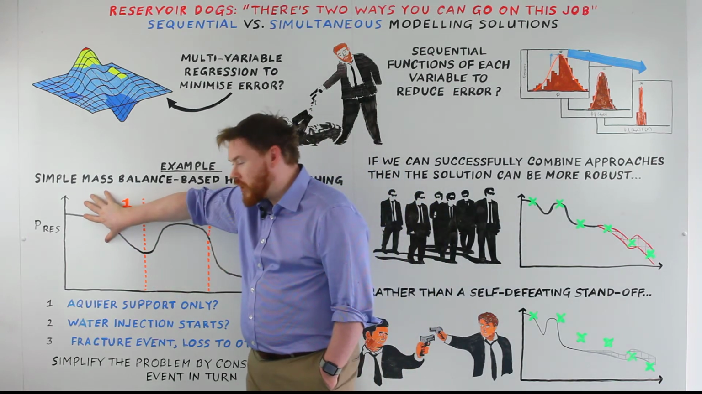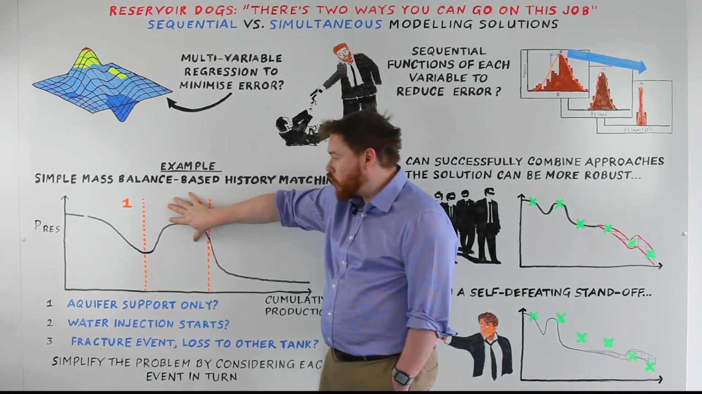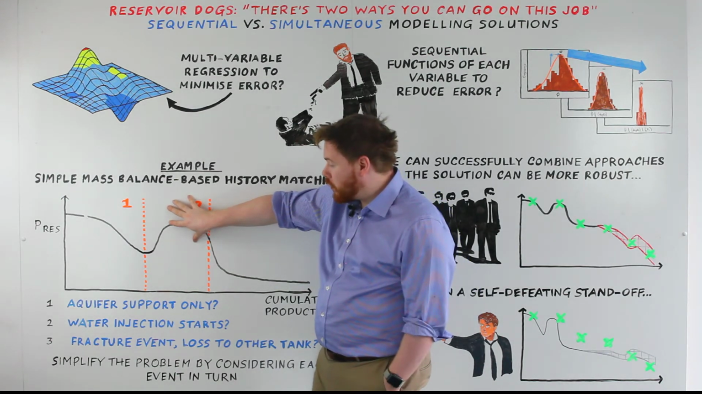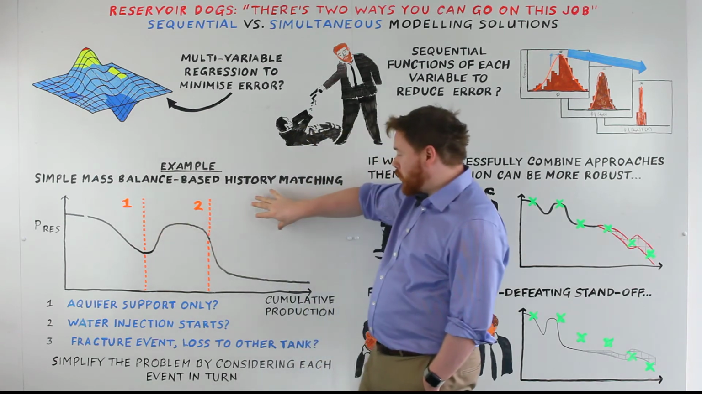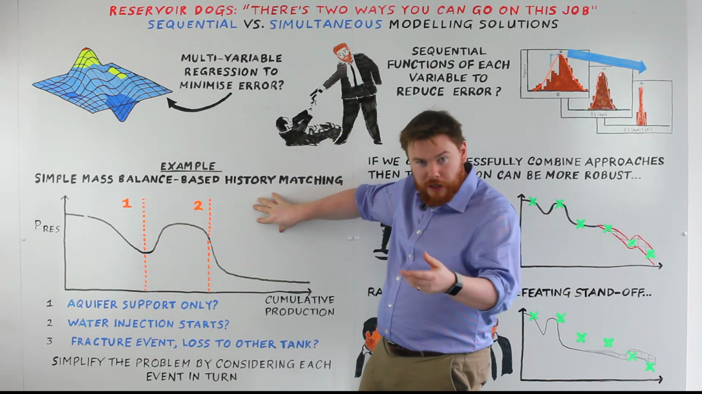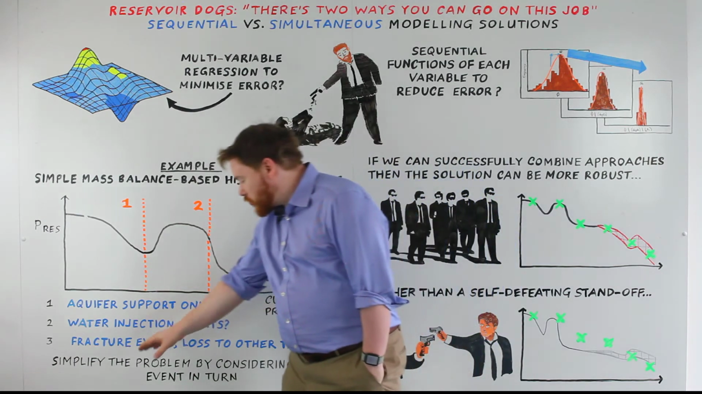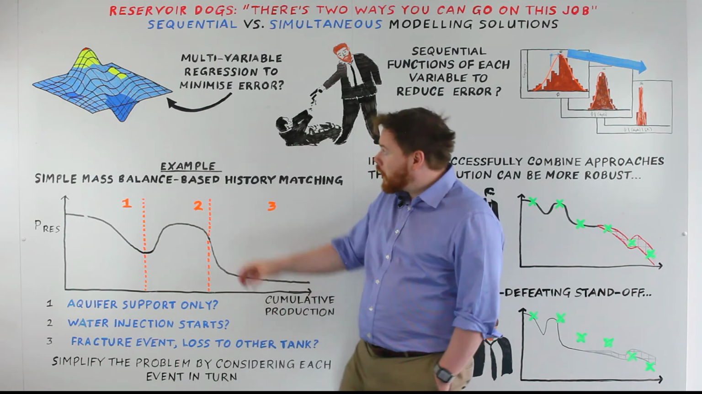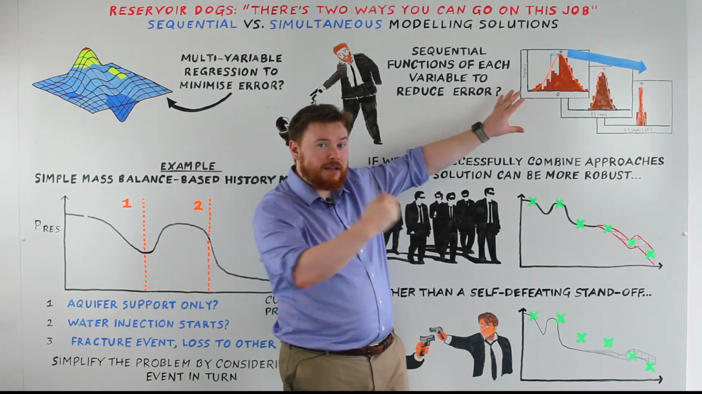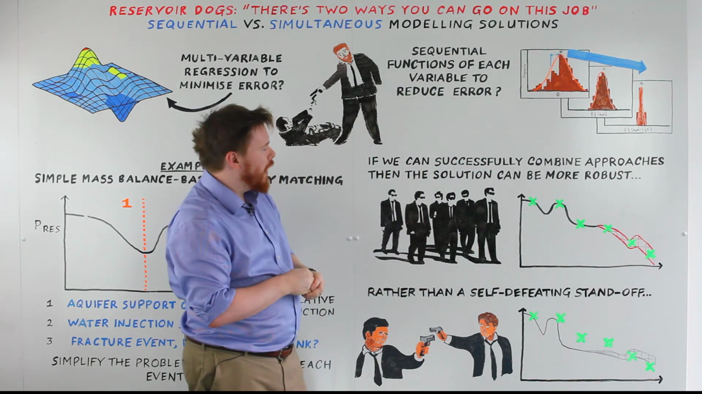We can take the stock tank oil and aquifer strength determined here and carry that forward to here, where we can then tune the transient response of that aquifer, and we can then take all of that forward and then look purely at characterising that transmissibility, and typically that would be a transmissibility factor that we come up with. In other words, we simplified the problem by looking at a simultaneous solution but considering each period of time in turn and applying some sequential thought to that.